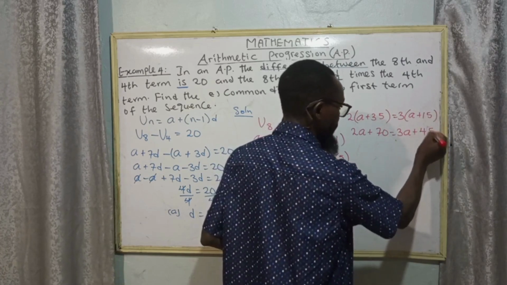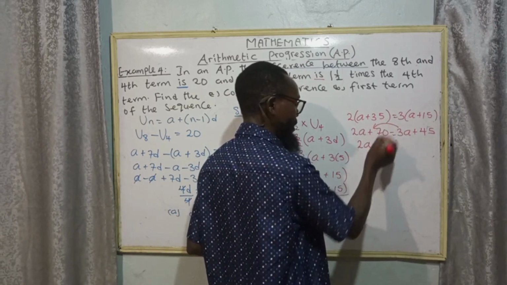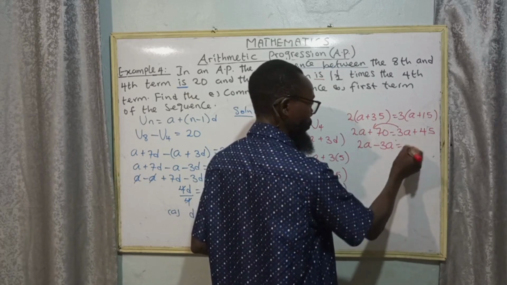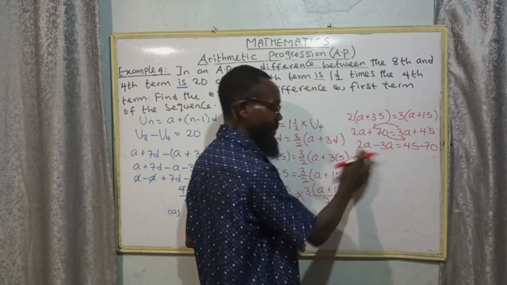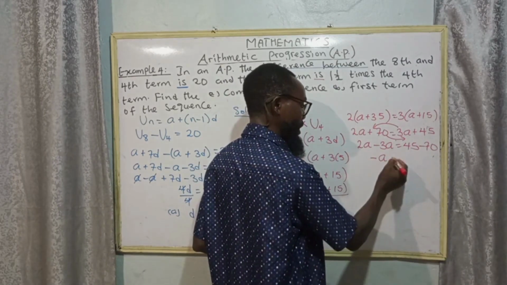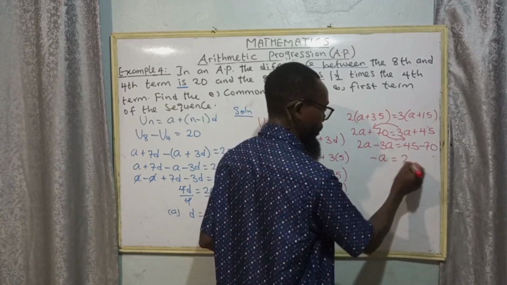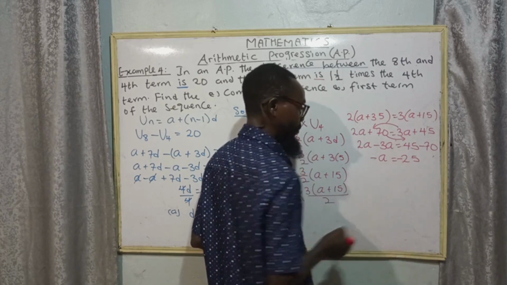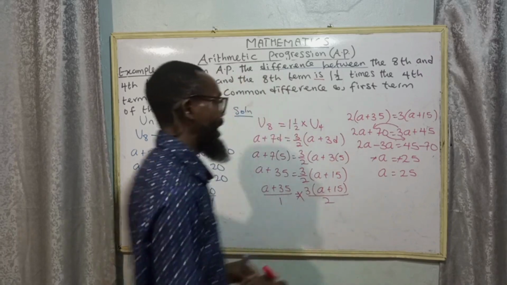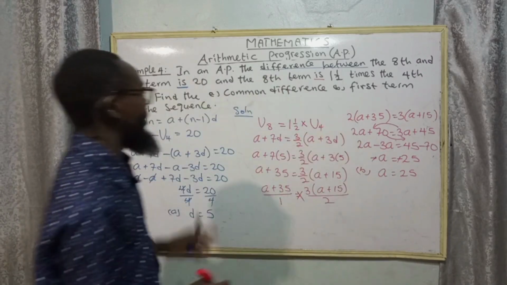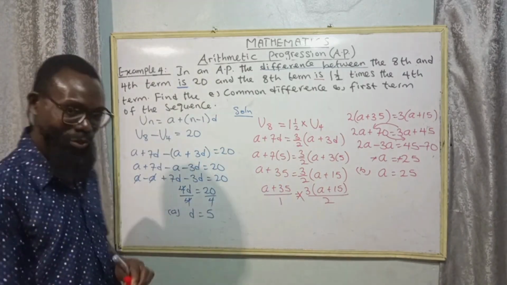I have 45. So let the unknown come to the left. 2a, this one is coming here, minus 3a equals 45. So this one is going out, minus 70. 2a minus 3a, I have minus a equals 45 minus 70, that is minus 25. Minus goes in minus, a equals 25. So this is our question B. My common difference is 5, while my first term is 25.